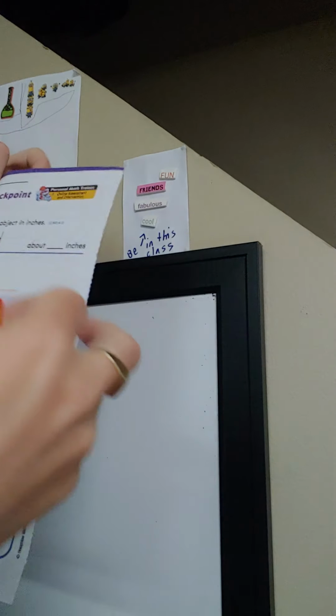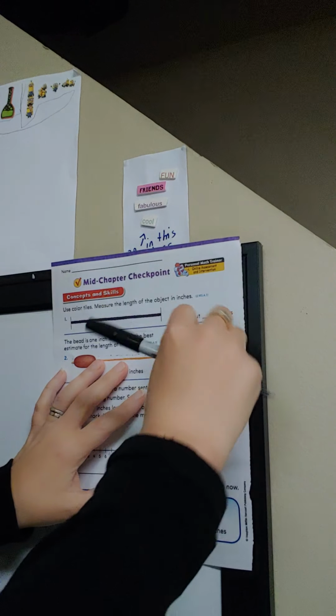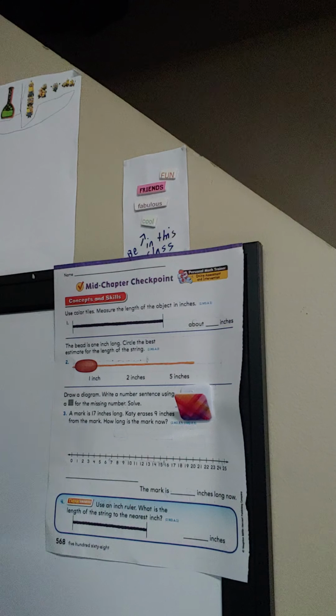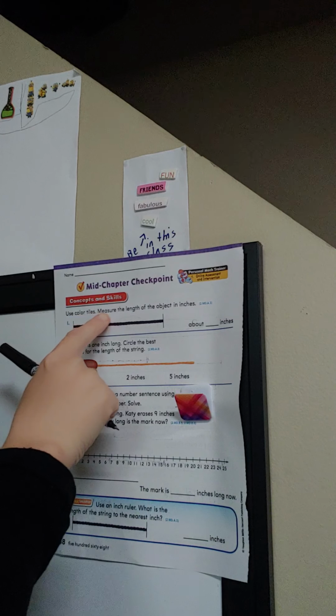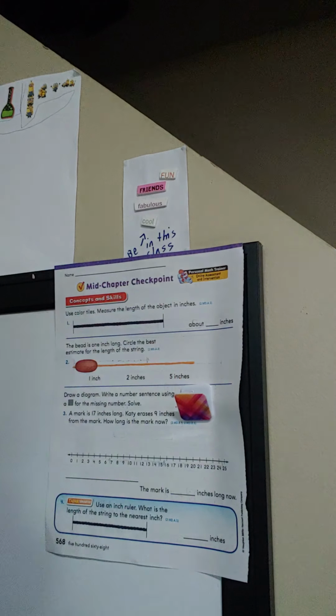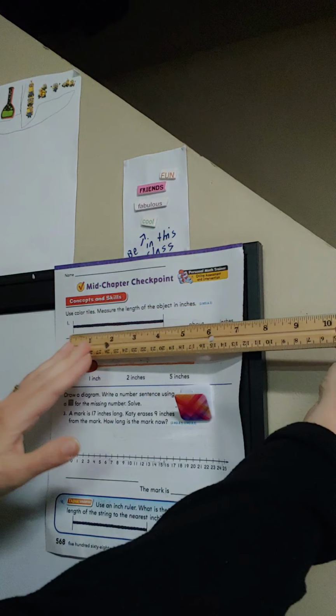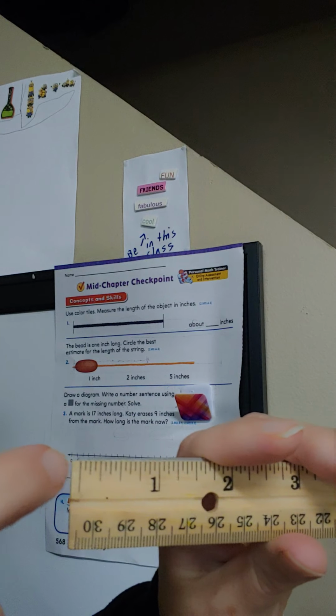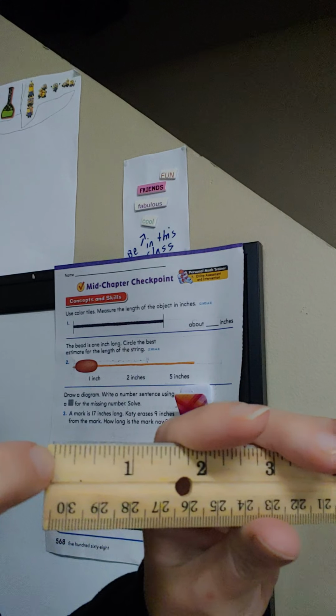Okay, I'm going to flip this over and go to page 568. Up at the top it's saying to use color tiles to measure the length of the object in inches. Well, I don't have color tiles. If you have a ruler, you can use your ruler. If you don't have a ruler, remember yesterday we used our 2 fingers. So I have my ruler with me. I'm going to use a ruler. And remember, when you're using the ruler, you line up whatever you're measuring on the black line, not the edge of the ruler, the black line.